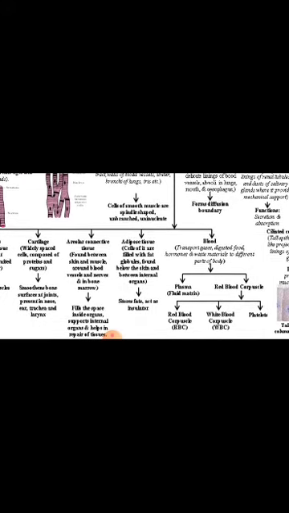Okay, let's come to the last part, that is the blood. Blood helps in the transport of gases, digested food, hormones and waste materials to different parts of the body. So it helps in transportation. Its major function is transportation.